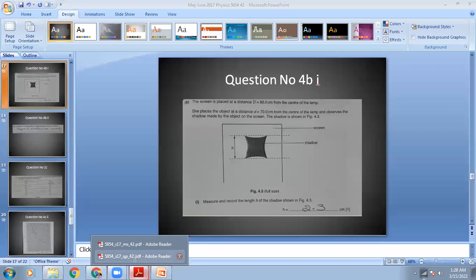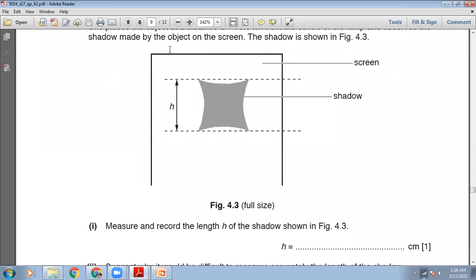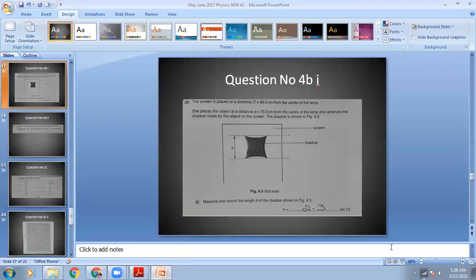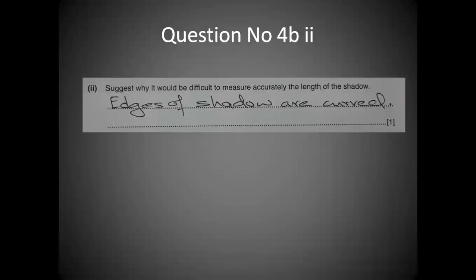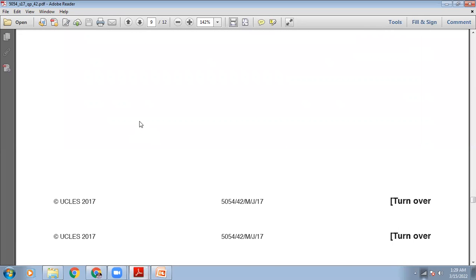Then it says, suggest why it would be difficult to measure accurately the length of the shadow. You see, this length of the shadow we cannot measure very accurately. The reason is that the edges are curved. The shadow's edges are curved, so it's difficult to measure it. So let me read my answer: edges of the shadow are curved. Okay, then let's move to the next part.